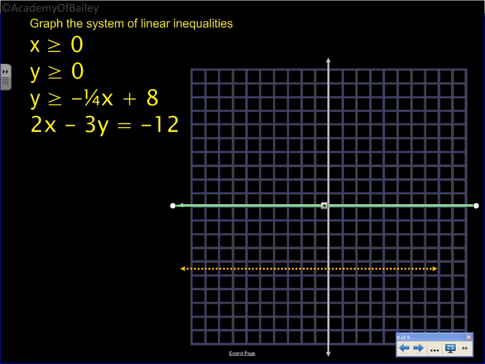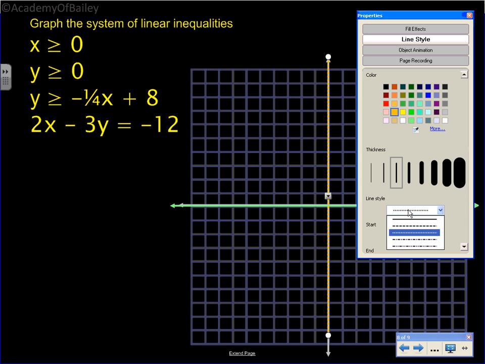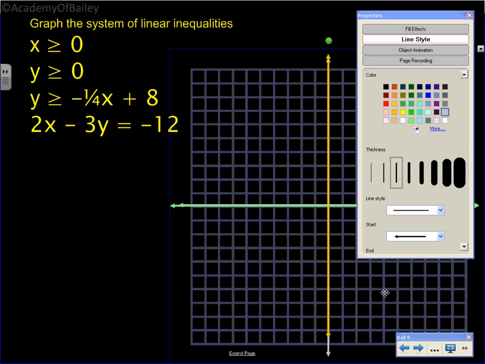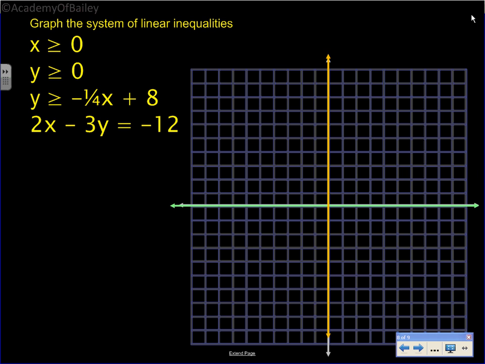Yeah, now it does. And this one, for x to be greater than or equal to 0, it has to cross the x-axis at 0. And greater than or equal to makes it a solid line. All right, so this is where we're at.